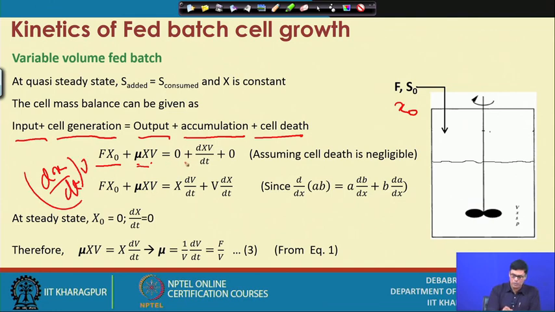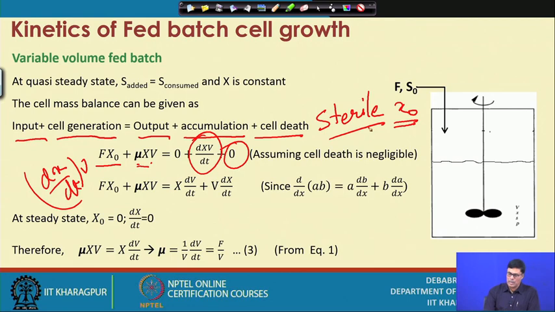The output will be 0, there is no output in the fed batch reactor, and the rate of accumulation, everything is accumulated in the system. Cell accumulation can be expressed like this, and we can assume that there is no cell death occurring in the system. Then we can assume x0 equal to 0 when we have sterile feed. If we have sterile feed, then no cells are present in the media.